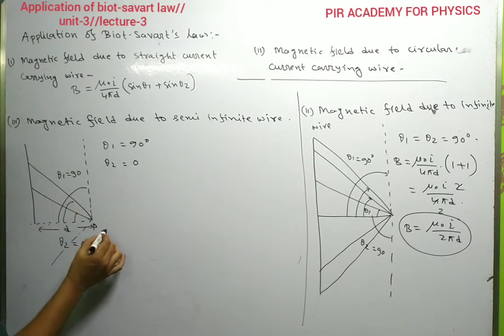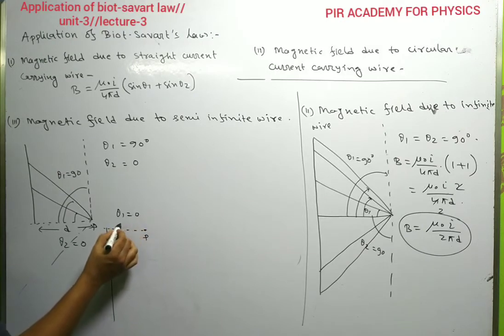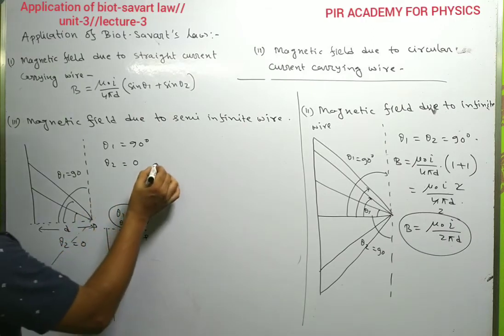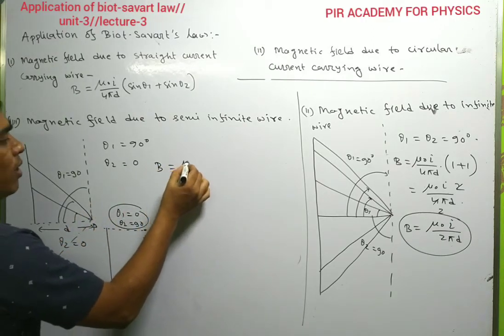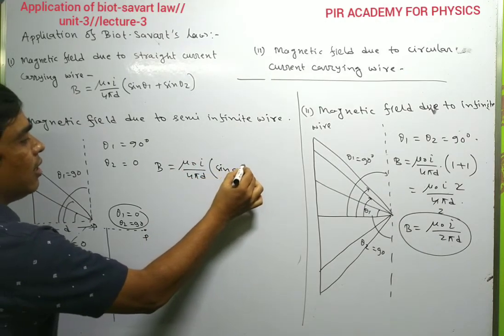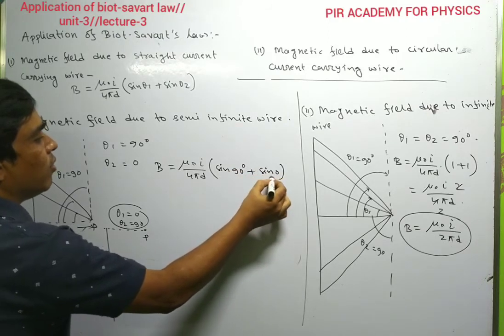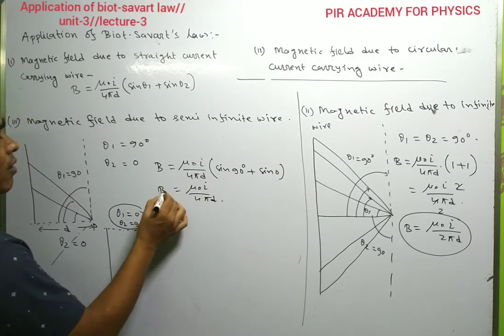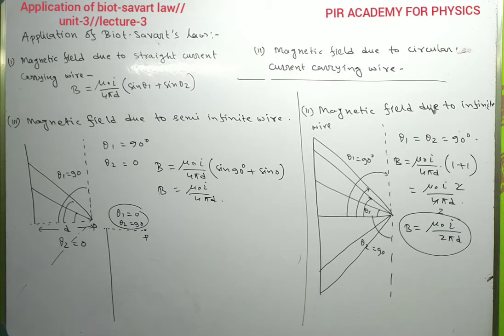If you take the other end, at this point, then theta 1 will be 0 and theta 2 will be 90 degrees in this case. So both will be equal. So the magnetic field will be mu 0 I by 4 pi d, times sine 90 degrees plus sine 0, which is 0, so it will be mu 0 I by 4 pi d. This is the magnetic field. So we have calculated the magnetic field due to a semi-infinite wire.